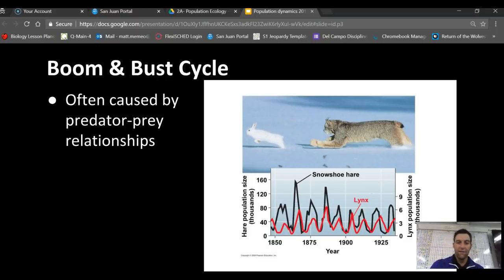So in this graph here to the right, you can see what's going on. You can see the snowshoe hare population dramatically increasing, especially when there's not a lot of lynx around. Then as that population increases, we see the lynx population increase.